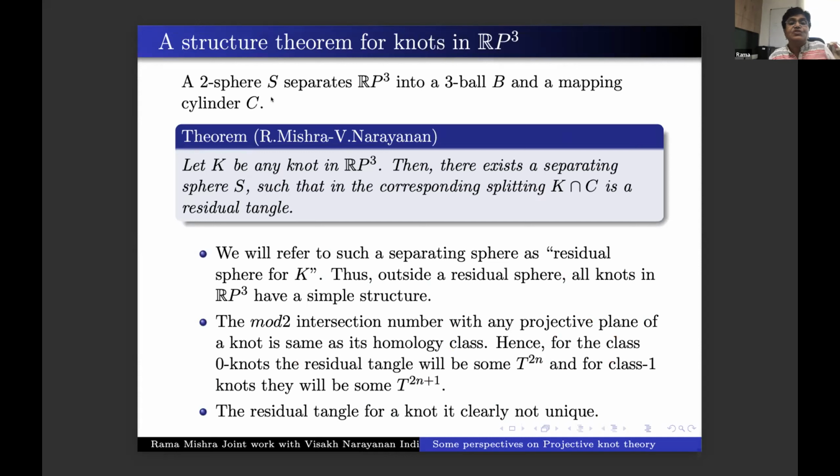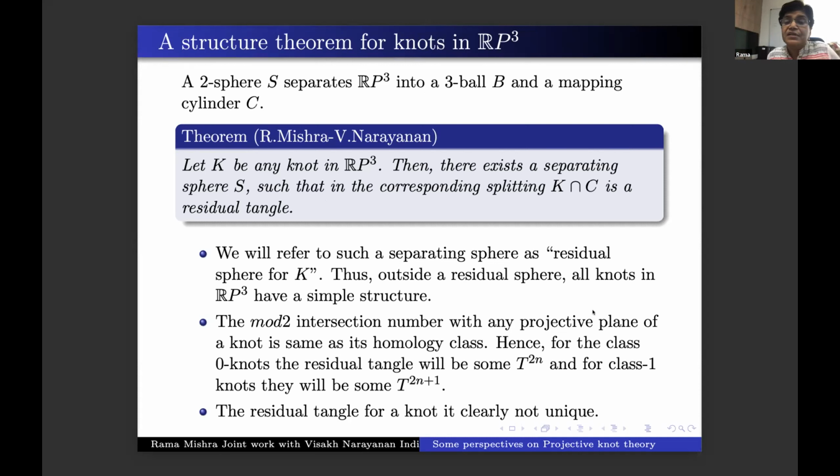mapping cylinder. So the structure theorem that we prove says that if you take K to be any knot in RP3, you can always find a separating sphere such that the intersection of the knot with the mapping cylinder is a residual tangle. So what essentially we are trying to say is, in the ball model, we can put the entire crossing, all the knotting, like an affine knot, and outside it's only a bunch of arcs.